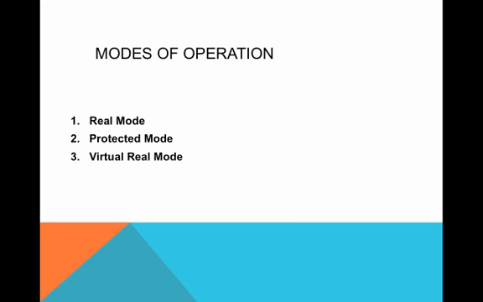And we have the last, virtual real mode. It allows a real mode application to run within a protected mode operating system, and it creates a virtual machine for each program that runs in real mode. Each virtual machine receives 1 MB of memory and access to hardware. In the event of a program error, only the virtual machine is affected.